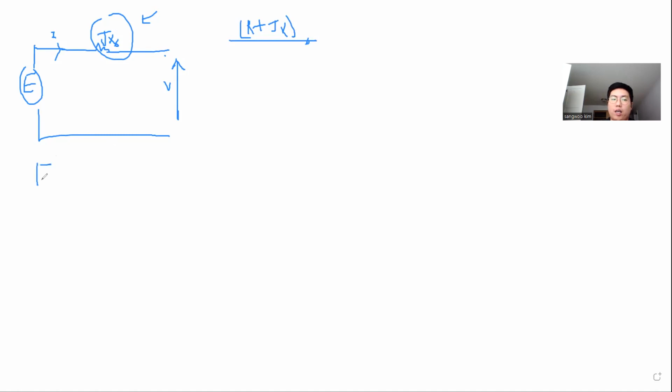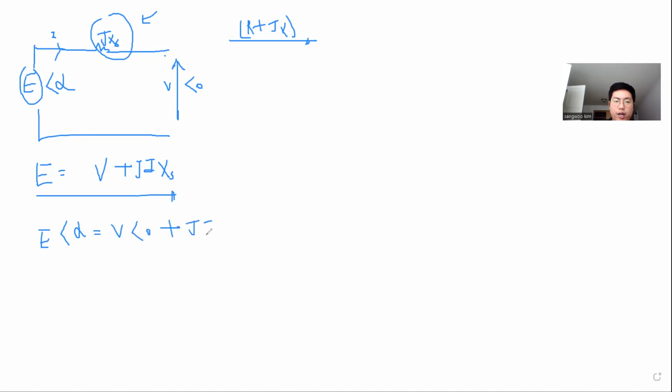And then we make the voltage equation: V plus I, J I X S. More easily, we need the reference point here, so I will say this angle is delta. So E delta equals V 0 plus J I X S. Yeah, we make it this way.